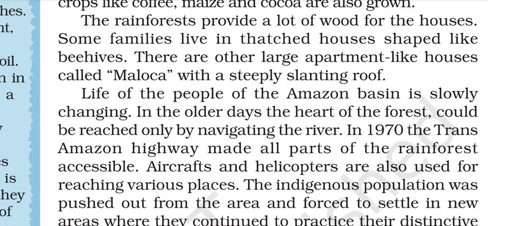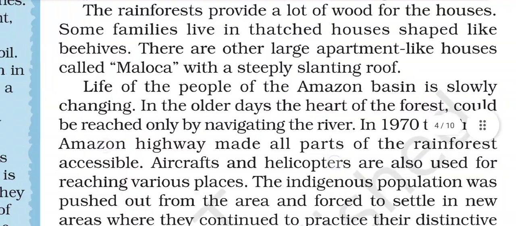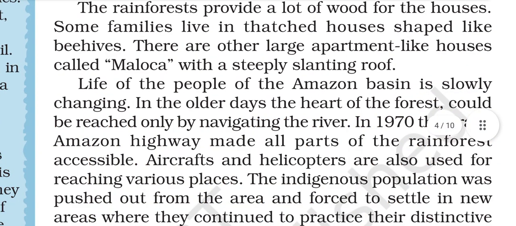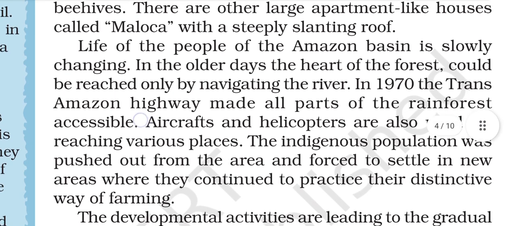The roofs of those houses are slanting, and for what purpose are they slanting? The area is full of rain, it is raining there every time, and that's why, to avoid the collection of water on the roofs, they make the roof slanting in shape, so that water does not collect on the roof.